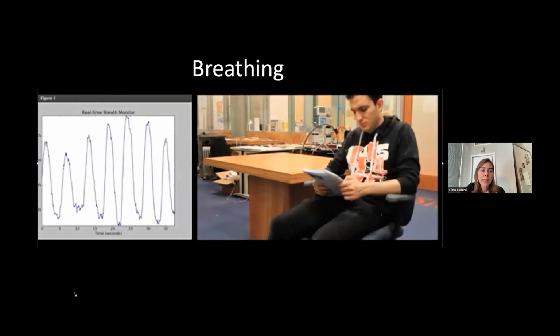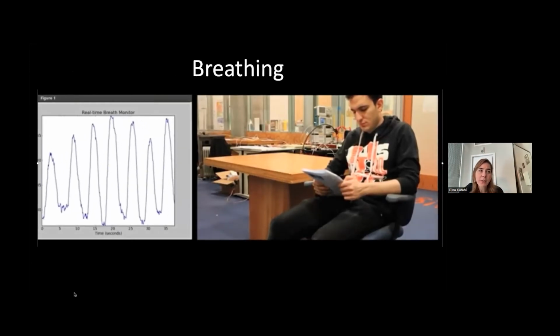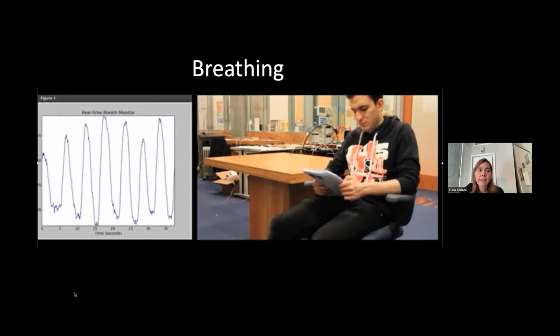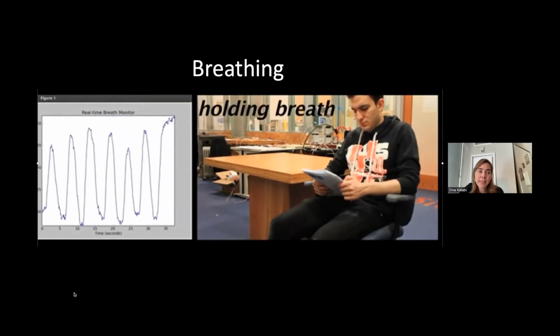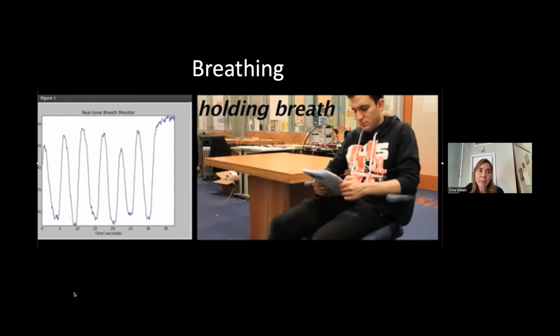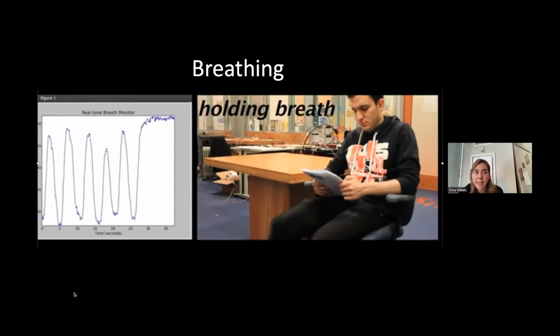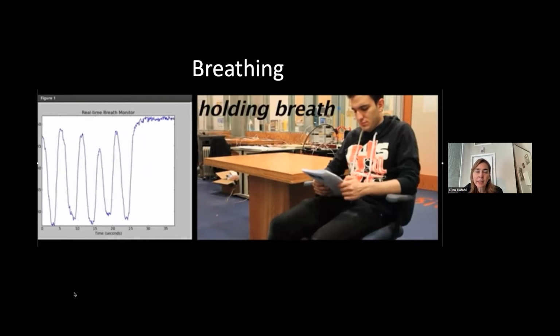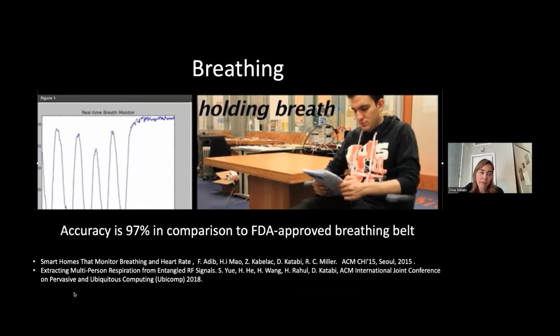So here also a person who's sitting like you, all of you guys, and what you see on the screen is his inhales and exhales. So we are able to get his breathing signal with the radio signal that bounces off his body. We asked him to hold his breath, and you see the signal stays at a steady level because he exhaled, he did not inhale. And again, this is at very high accuracy in comparison to the FDA approved breathing belt that the person has to wear on their body.